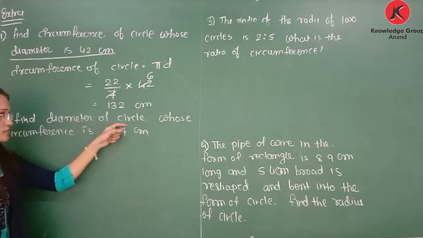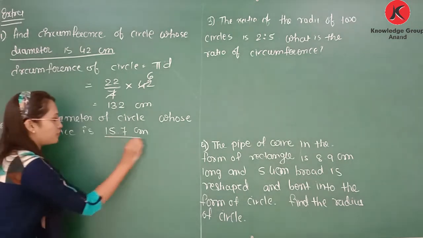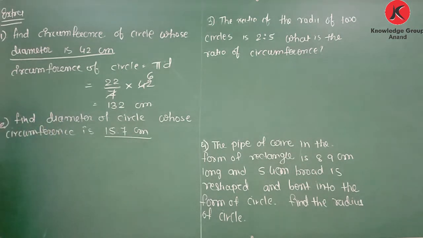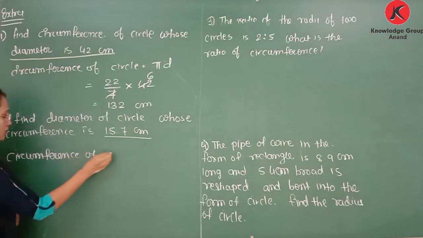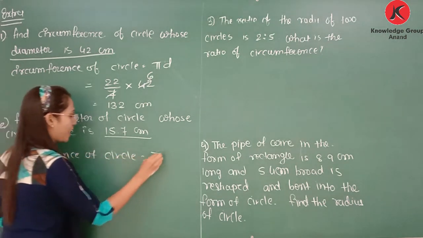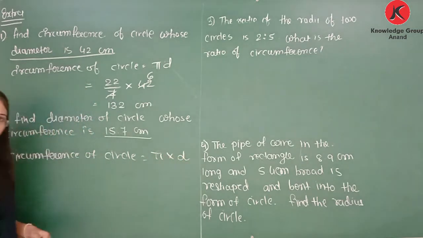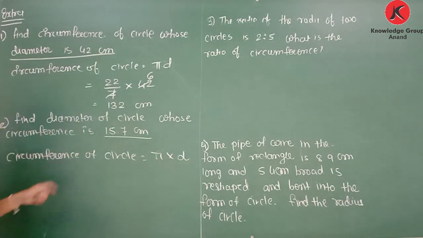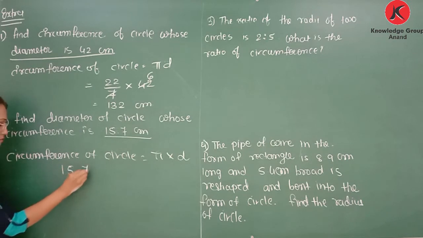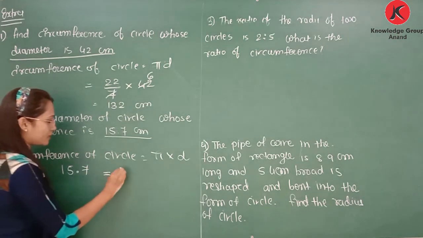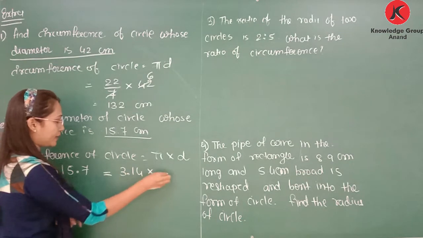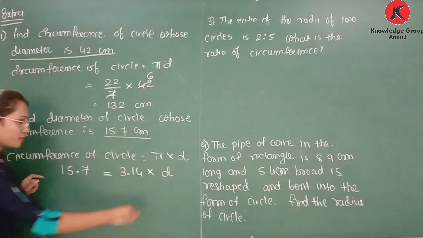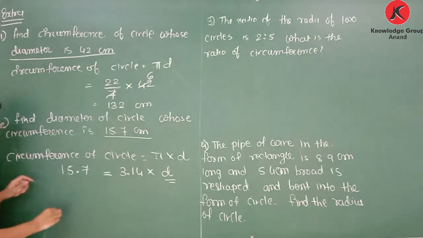Now next one. Find the diameter of a circle whose circumference is 15.7. So here diameter we need to find. So we can write circumference of circle, that is pi multiplied by d. Now circumference of circle is already given 15.7, pi that is 3.14, and d that we need to find. To find d, take 3.14 and divide.